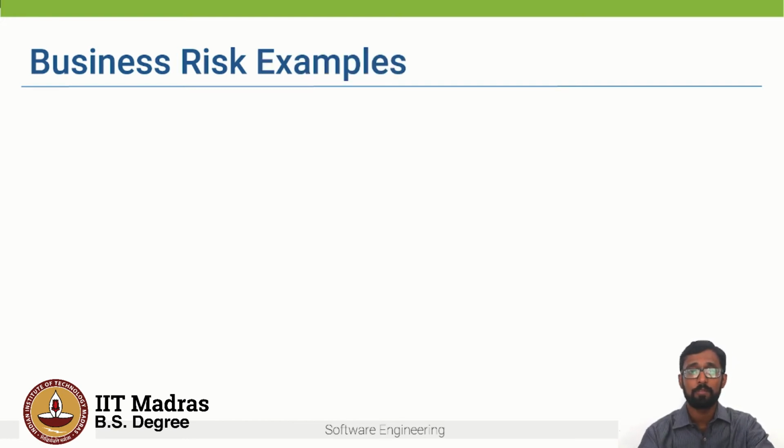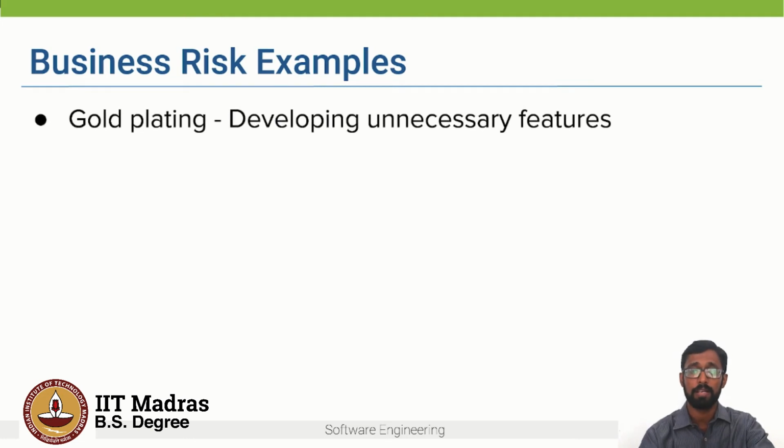Another example of a business risk is gold plating, right? We develop unnecessary features. So the development team feels that there are some features which are very good, very nice to have, even though the clients have not expressed the need of such a feature, right? And this is known as gold plating.